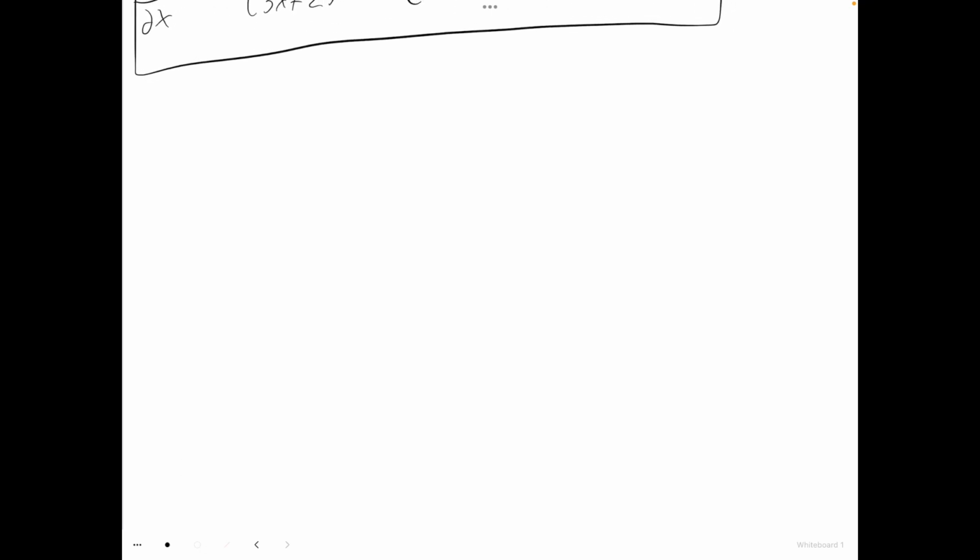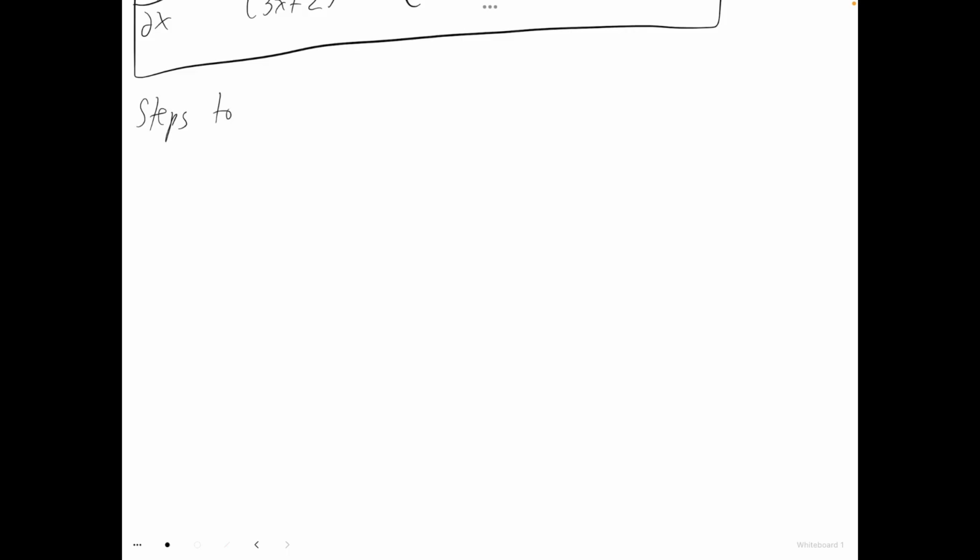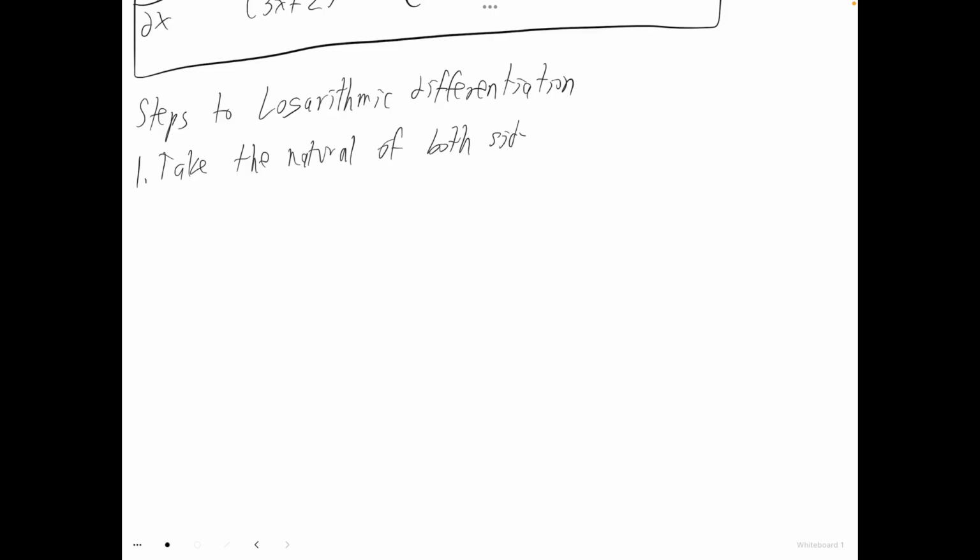So now that we've done an example, let's actually list the steps of logarithmic differentiation. So the steps to logarithmic differentiation. So step 1 is take the natural log of both sides. So we just take the natural log of both sides.